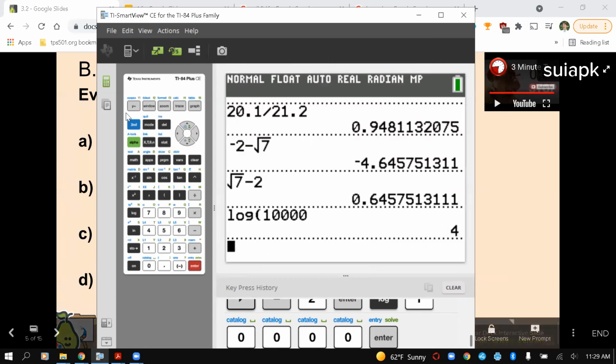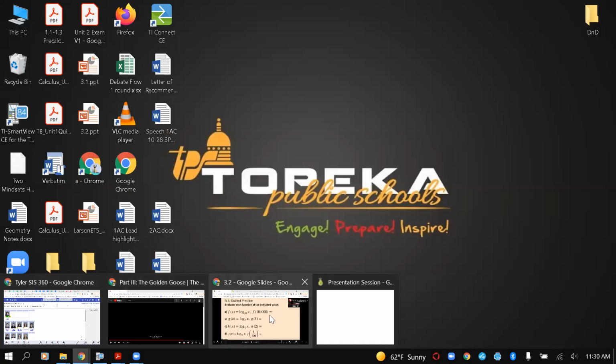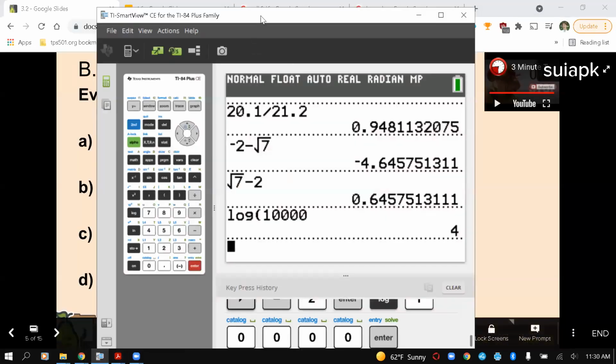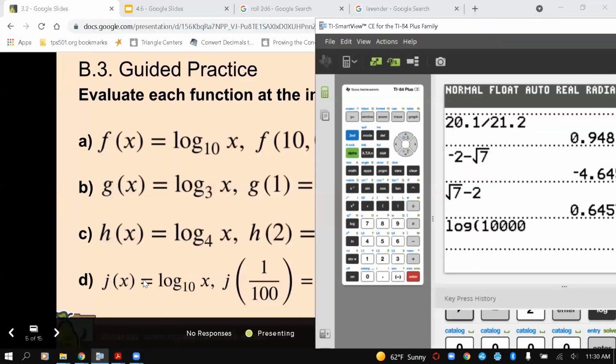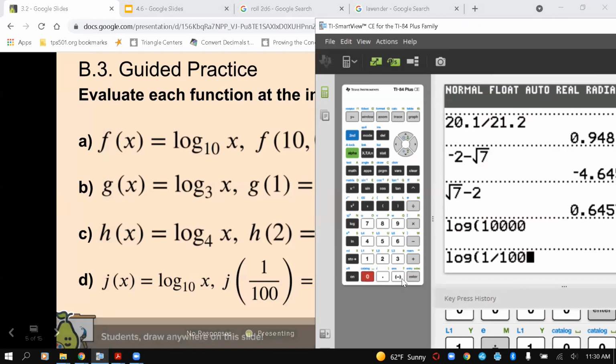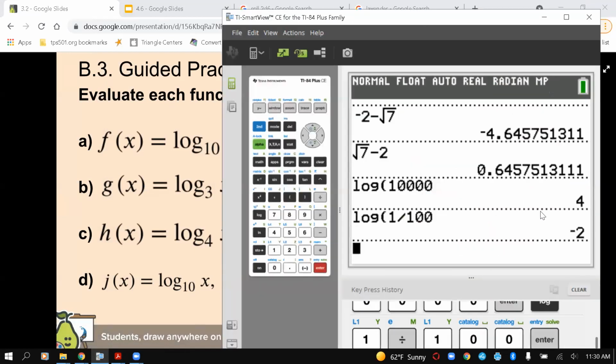Last one, log base 10 of 1/100. You can just do that by hitting the log button, 1/100. Answer is -2.